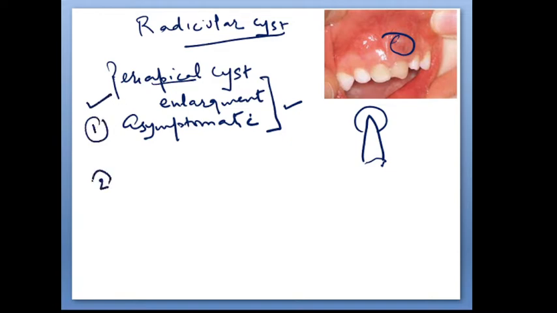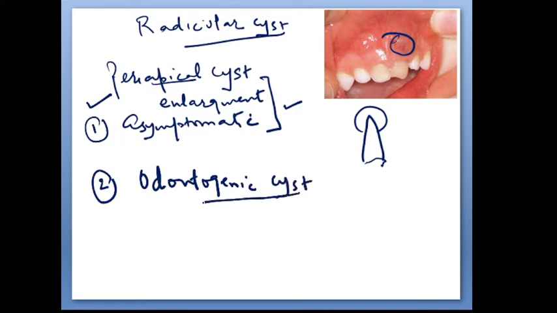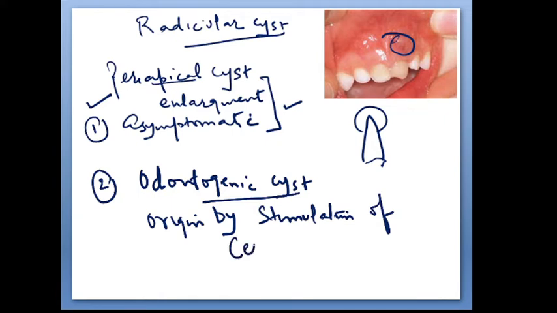Now, we all know that it is an odontogenic cyst. Why is it an odontogenic cyst? Because the origin is by stimulation of cell rests of Malassez.